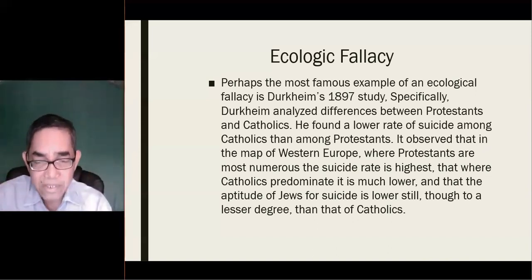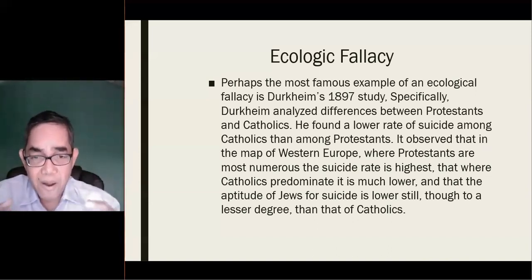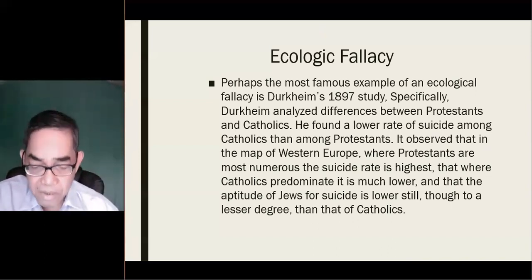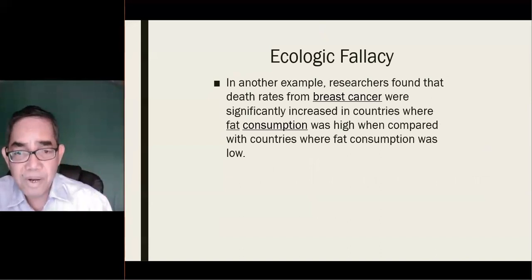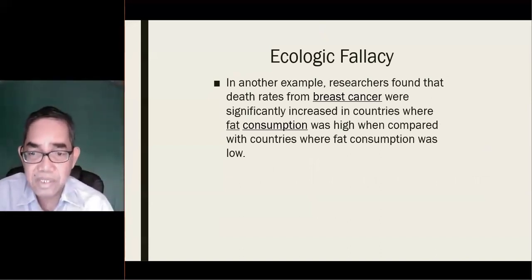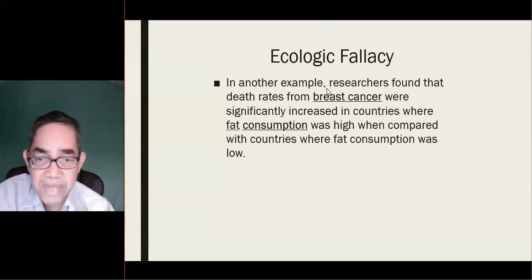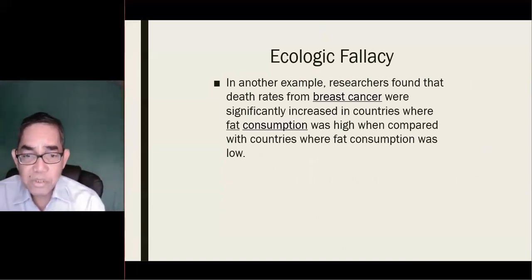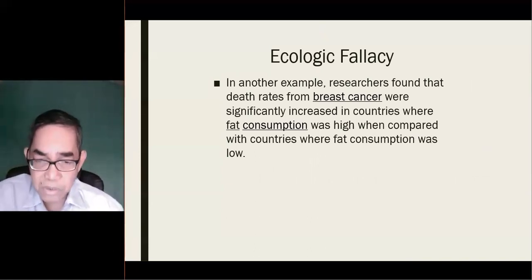So from that information, this particular author made a hypothesis, or made a conclusion, that suicide rates are more common among Protestants than among Catholics. Another example of an ecologic fallacy is when researchers found that death rates from breast cancer were significantly increased in countries where fat consumption was high when compared to countries where fat consumption was low.